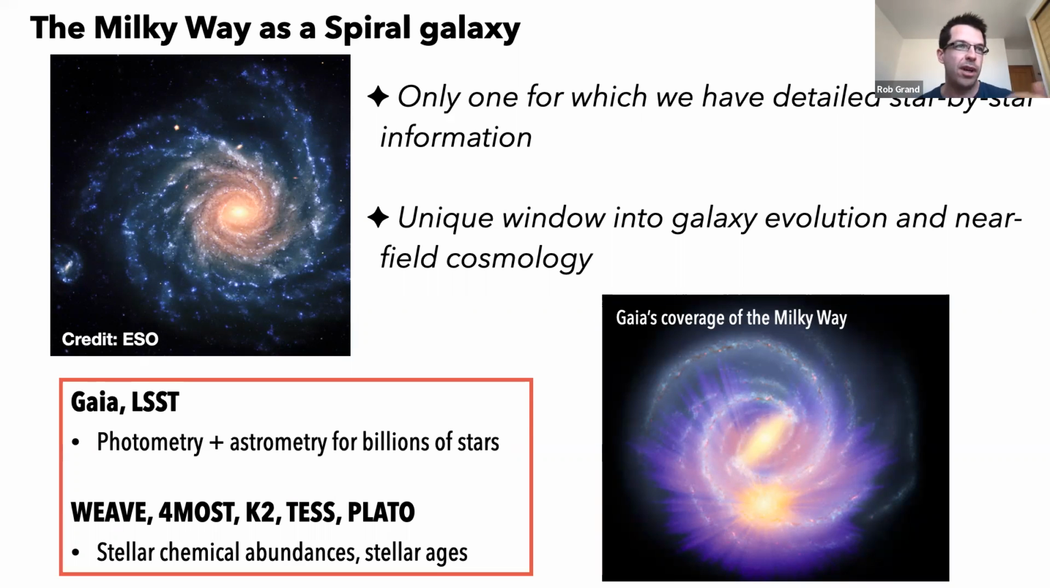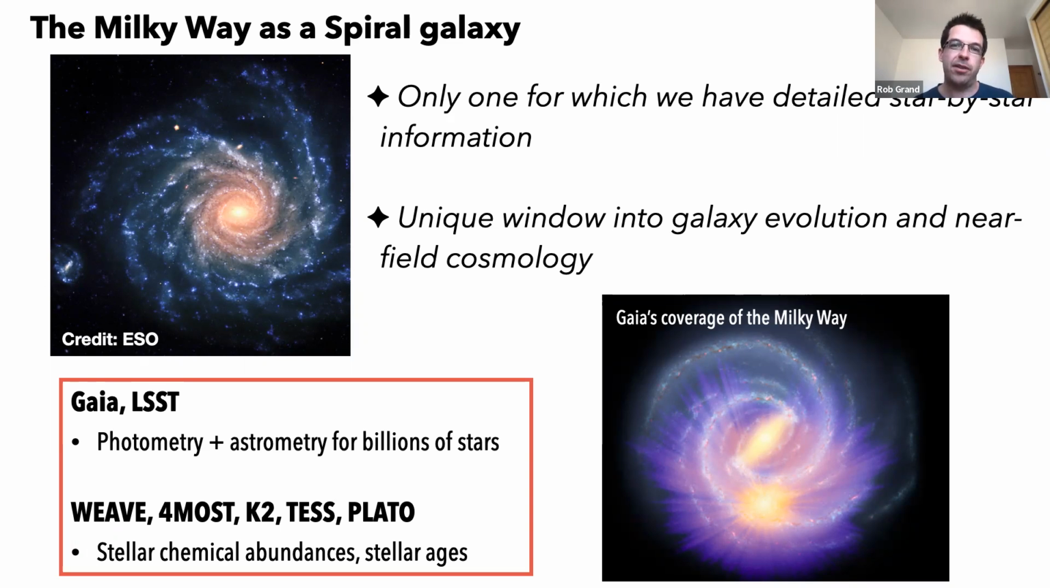of information through surveys like Gaia, which has given us photometry and astrometry for billions of stars in our quadrant of the galaxy. This will be enhanced even further with future Gaia data releases and other surveys like the LSST and the Vera Rubin Observatory. On top of that, we have a range of spectroscopic surveys. At the moment, we have Apogee and Gaia-ESO, and we will soon have WEAVE and 4MOST, which will give us accurate radial velocities as well as chemical abundance information.